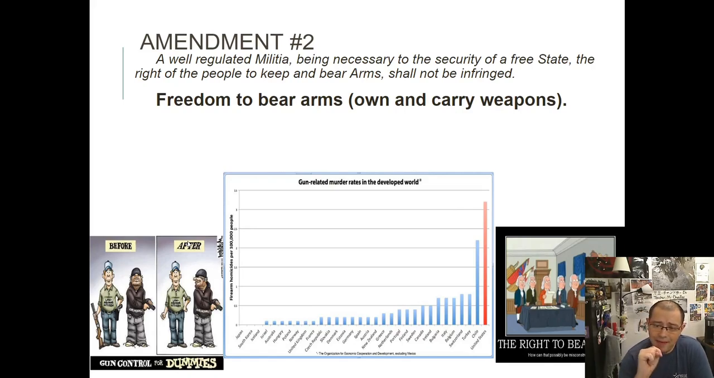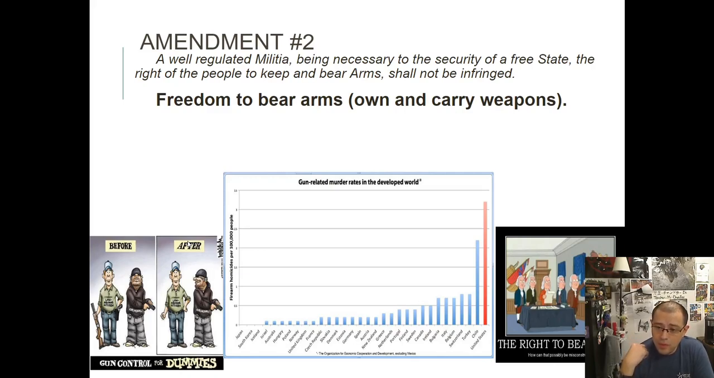Some people would read that beginning part, a well-regulated militia being necessary to security of a free state, as what you call a dependent clause, and the right of the people to keep and bear arms shall not be infringed as the independent clause. In other words, they would argue that the reason the framers included the right to bear arms is because at that point in time, our national defense was dependent upon volunteer state militias in which the soldiers typically provided their own guns.